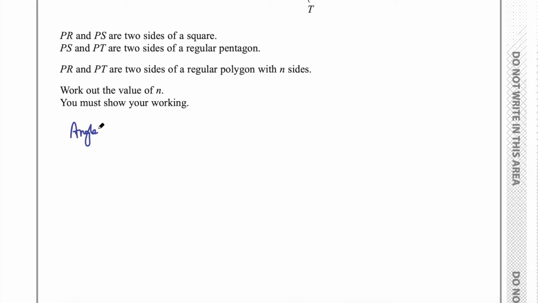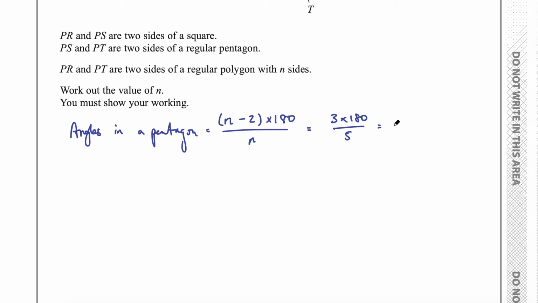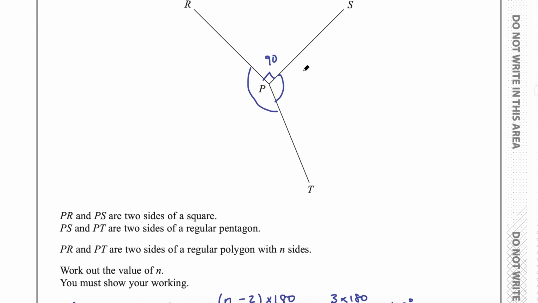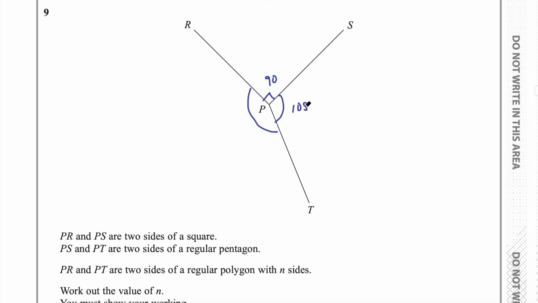So angles in a pentagon equals, and this is the formula to find the angle. It's the number of sides, take 2, times 180, divided by n. And if you haven't seen that formula before, I've made a video on that and how it's derived. So we just need to input 5 for n here, so it's going to be 3 times 180 divided by 5. 540 divided by 5, that's going to be 108 degrees. So the angle in the pentagon here is 108 degrees.